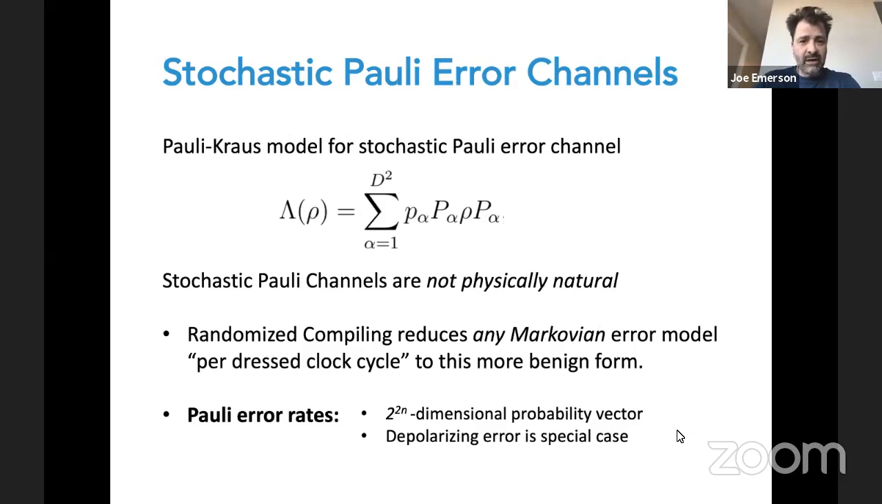So I already jumped ahead of myself. The point is, these Pauli channels are not physically natural, but as I mentioned on the last slide, we can enforce it through randomized compiling. First of all, randomized compiling gets rid of these cross terms. And the second thing it does is it gets rid of a lot of non-Markovian errors, so it forces the error model to be more Markovian. There was a nice experiment showing this a couple years ago at BBN. Once we've done that, or we assume that, then we can simplify our problem to understanding this probability vector P alpha, which is a 2 to the 2n-dimensional probability vector, of which depolarizing error is a very special case.